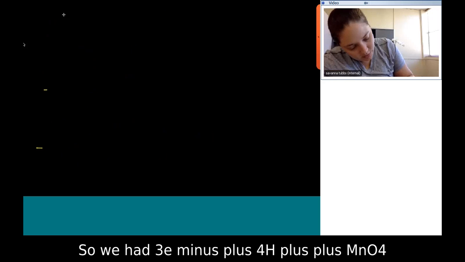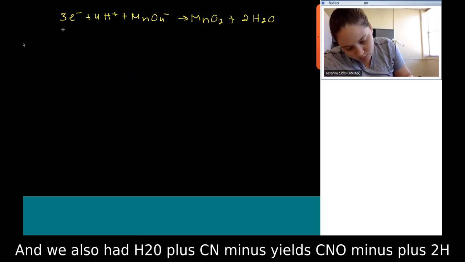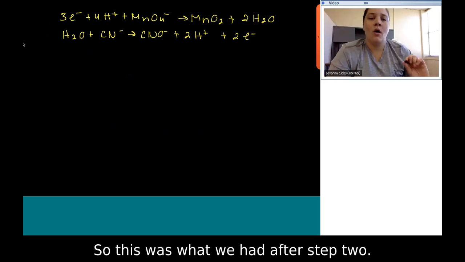So we had 3e minus plus 4H plus plus MnO4 minus yields MnO2 plus 2H2O. And we also had H2O plus CN minus yields CNO minus plus 2H plus plus 2e minus. All right, so this was what we had after step 2.